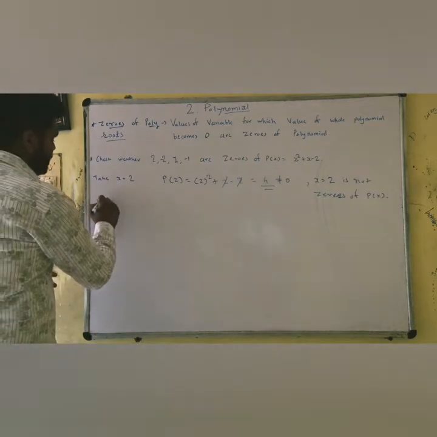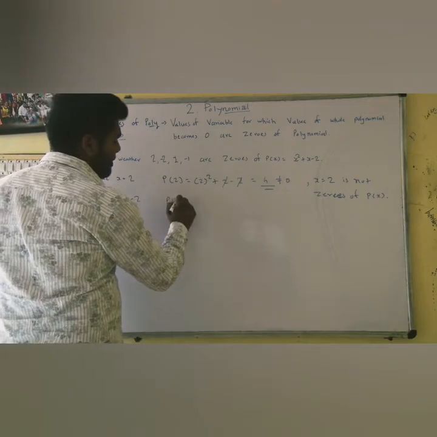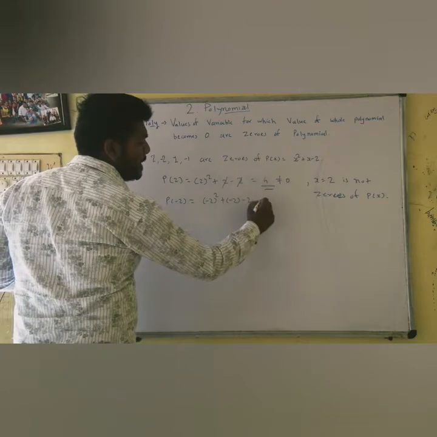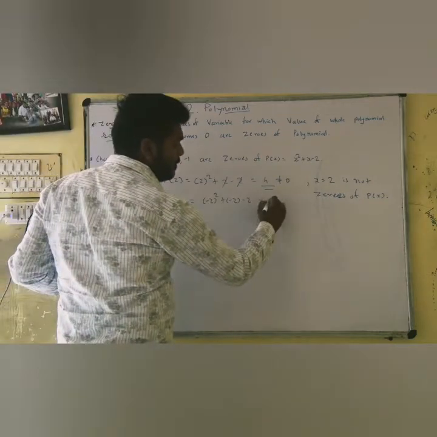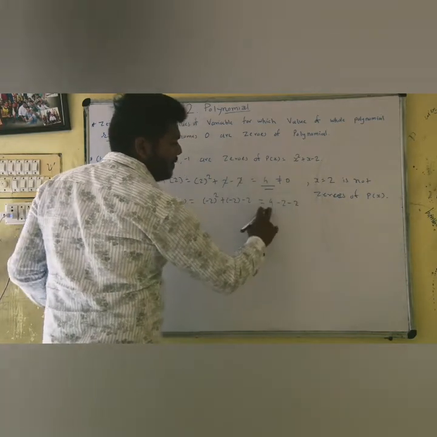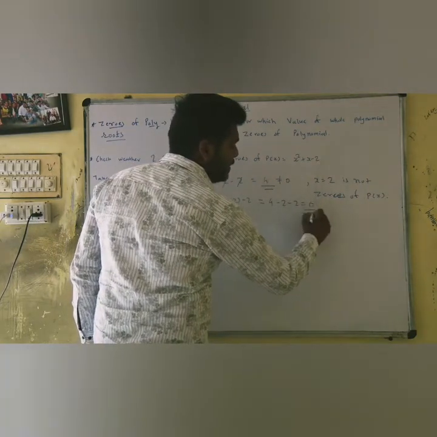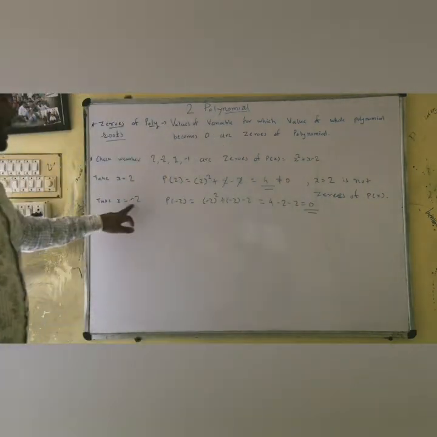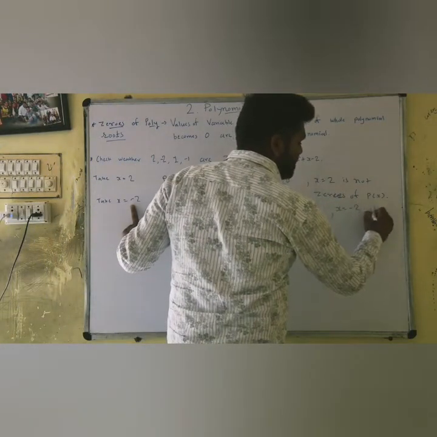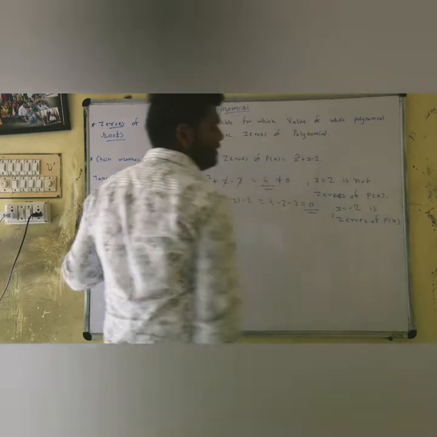Now, take x equals minus 2. Now, p of minus 2 equals minus 2 square plus minus 2 minus 2. Square of minus 2 is 4, plus minus 2, minus 2. 4 minus 2 is 2. 2 minus 2 is 0. Now you get 0. Understood? So, x equals minus 2 is a zero of p of x.